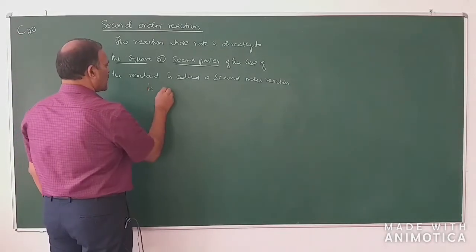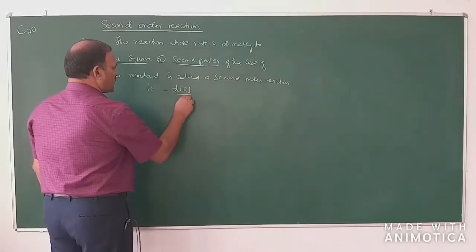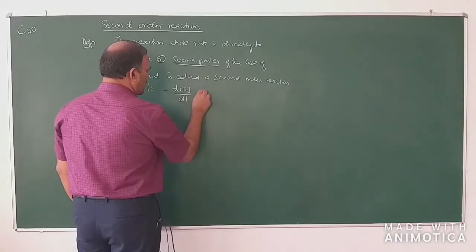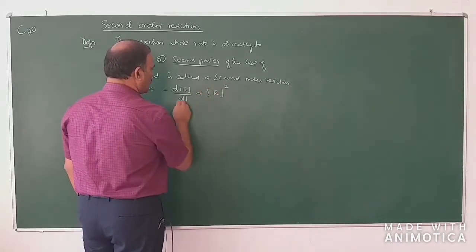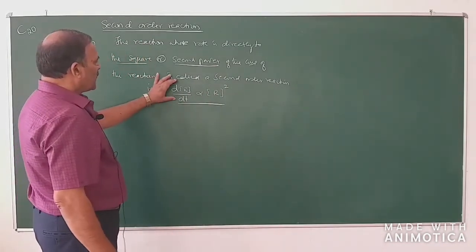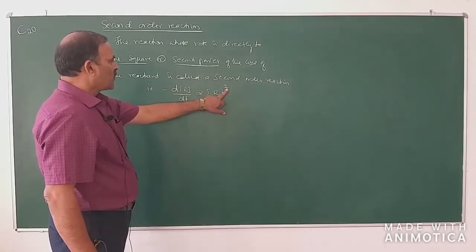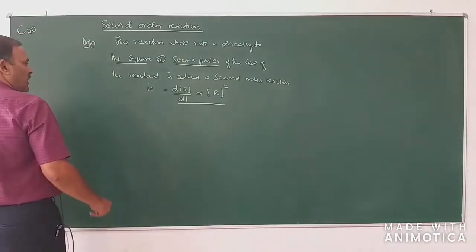That is, minus dR by dt, which we call the rate of reaction, is proportional to concentration of R to the power of 2. So this is for a second order reaction. If the rate of reaction is directly proportional to second power or square of the concentration of the reactant, it is called a second order reaction.